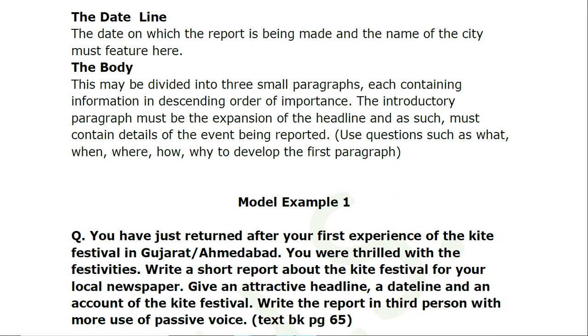So the introductory para must be the expansion of the headline and as such must contain details of the events being reported. So whatever your headline is, that's exactly what you will tell more about in the first stanza in detail. Use questions such as what, when, where, how, why to develop the first para. So when you're saying like your accident, why did this accident take place? Why was it not a manned railway crossing? Yes, it was an unmanned railway crossing.